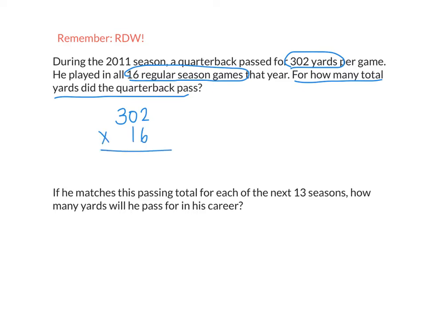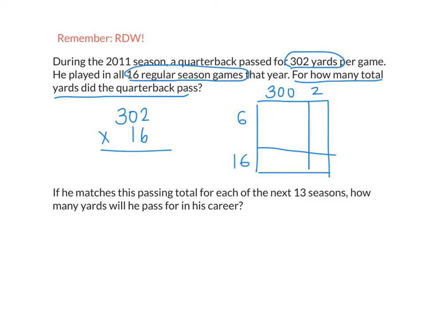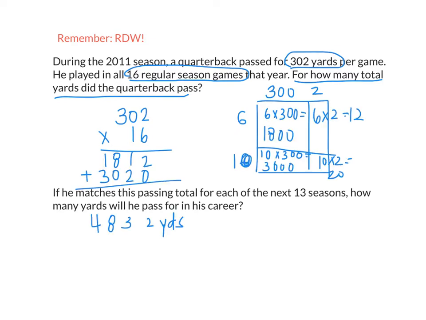Now, to draw a picture, what also might be helpful is drawing an area model. So an area model is another example of a picture because it models 302 times 16. Okay, so go ahead and use either of these strategies, using the area model or the standard algorithm, to solve this question. Okay, I had to write my answer down here, but he will pass for a total of 4,832 yards.